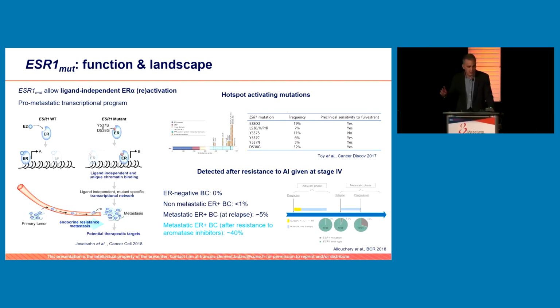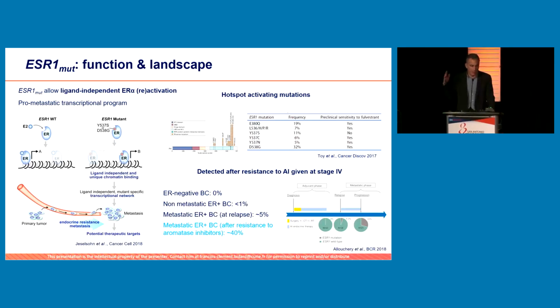On the table, you see that the frequency is quite well known now and quite stable across studies. The most important thing to note is that these mutations are detected after resistance to AI given at stage 4. In patients with primary ER-negative breast cancer, the detection rate is 0, or let's say less than 1%. In ER-negative breast cancer, also a 0% detection rate.